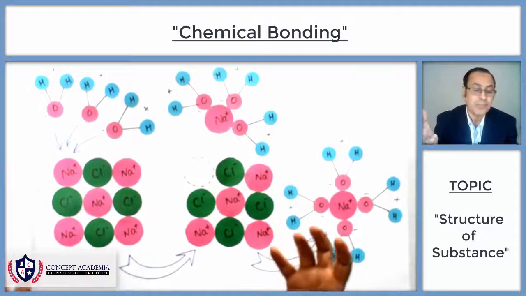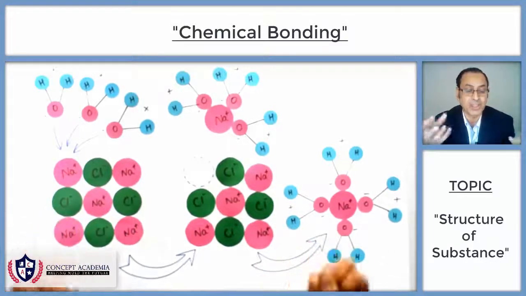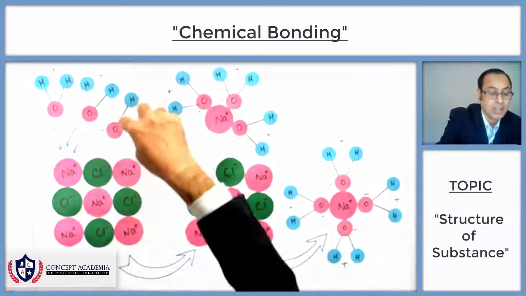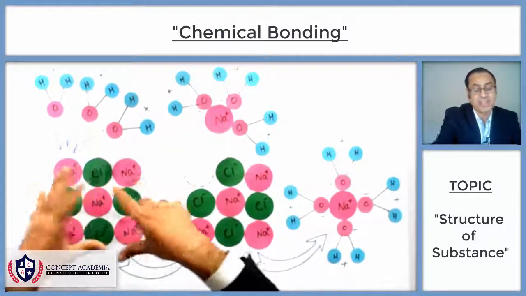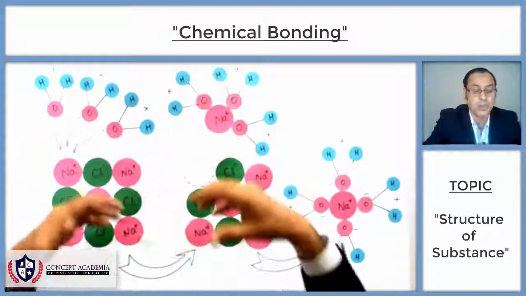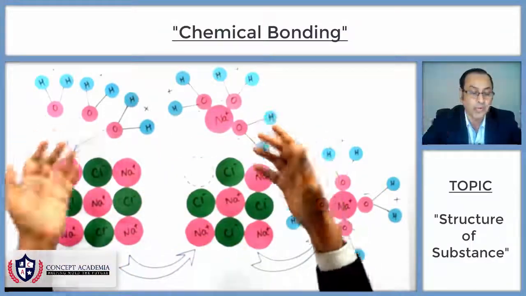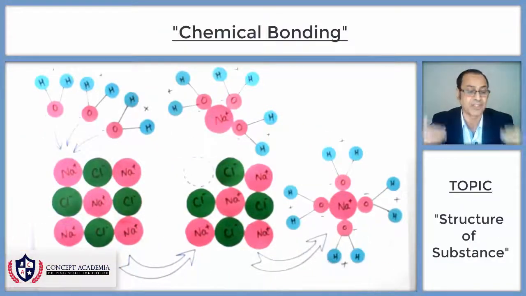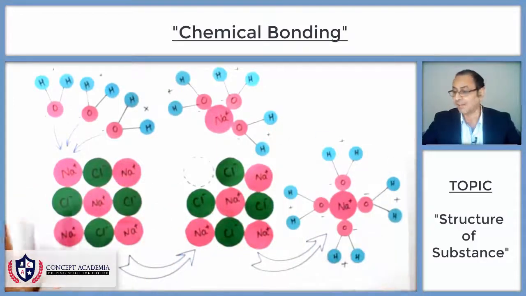So a solvent which is having a charge on it, we call it polar, and Na positive Cl negative is also having a charge on it, so this is also called polar. So polar dissolves in polar, like dissolves like, birds of a feather flock together. So that is how they are soluble.